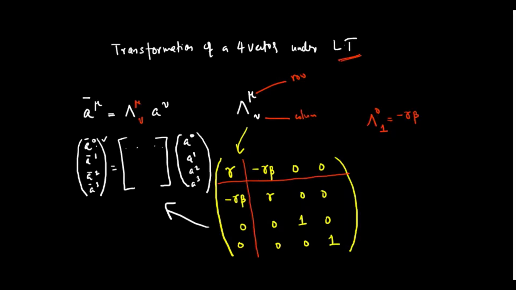Okay, if I expand this expression, instead of this a bar mu, a bar mu is written here. And what is the summation here? This is summed over, so that can be written as sum over gamma. Mu will be fixed as mu. You have lambda mu 0 a0 plus lambda mu 1 a1 plus lambda mu 2 a2 plus lambda mu 3 a3.